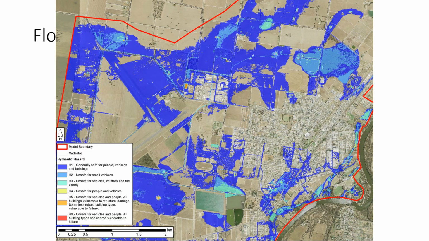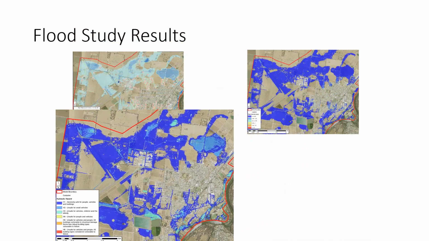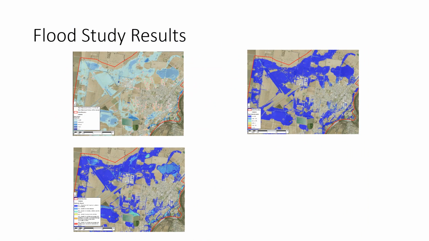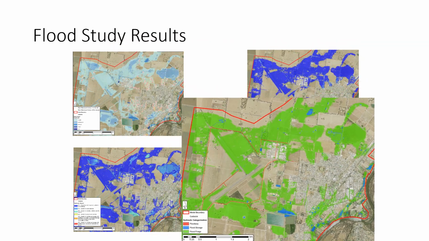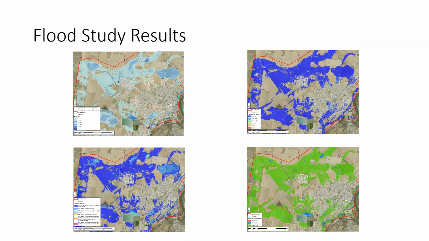Flood hazard mapping, which takes into consideration depth and velocity using evidence-based research to produce categories indicating safety to people, vehicles, and buildings. And hydraulic categories, which classify the floodplain as floodway, flood storage, or flood fringe areas. This mapping was undertaken for both Murray River and local overland flooding at Corowa for a range of different flood sizes. They tell us about the flood behaviour and flood risks.